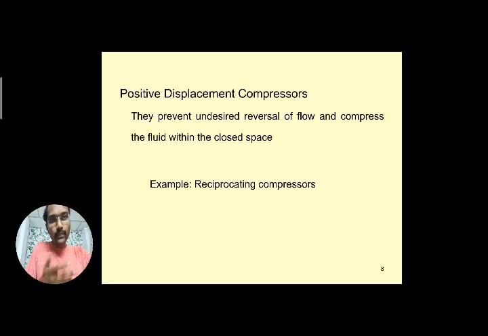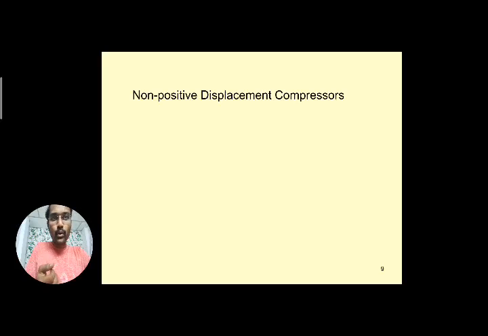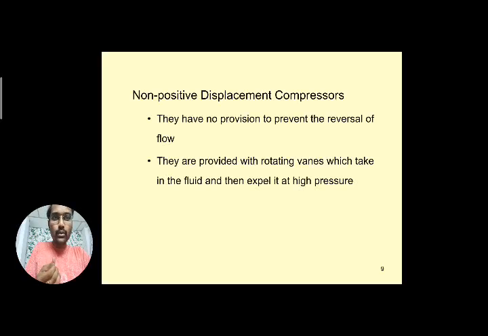Those are the positive displacement compressors. You can take a simple example, that is, reciprocating compressors. Hope you know regarding this reciprocating compressor. Reciprocating means the piston is moving inside a cylinder from top dead center to bottom dead center. And another example is rotary compressors also. So those are the positive displacement compressors. Next, non-positive displacement compressor means when they have no provision to prevent.